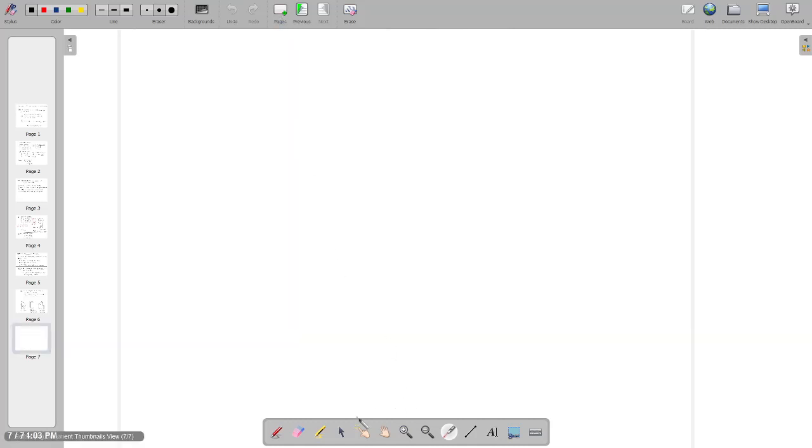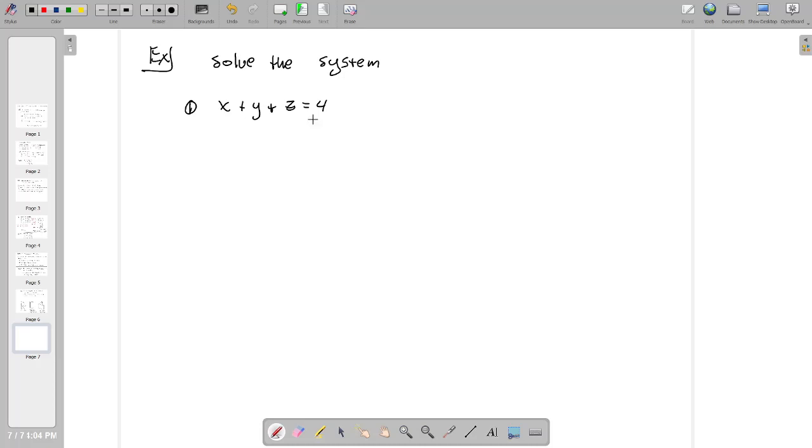Let's do a couple of examples and see how this works. Solve the system. Equation 1 is x plus y plus z is equal to 4. Equation 2, 2x minus y plus z is equal to 1. And the third equation is x minus 2y is equal to negative 1.